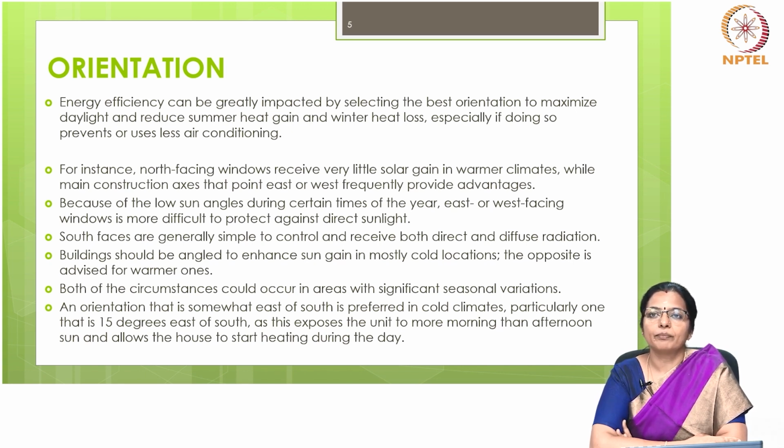For example, north-facing windows receive very little solar gain in warmer climates, while the main construction axis that points east or west frequently provides the advantages. Because of the low sun angles during certain times of the year, east or west facing windows are more difficult to protect against direct sunlight. Also, the nature of sunlight along the west is extremely harsh.